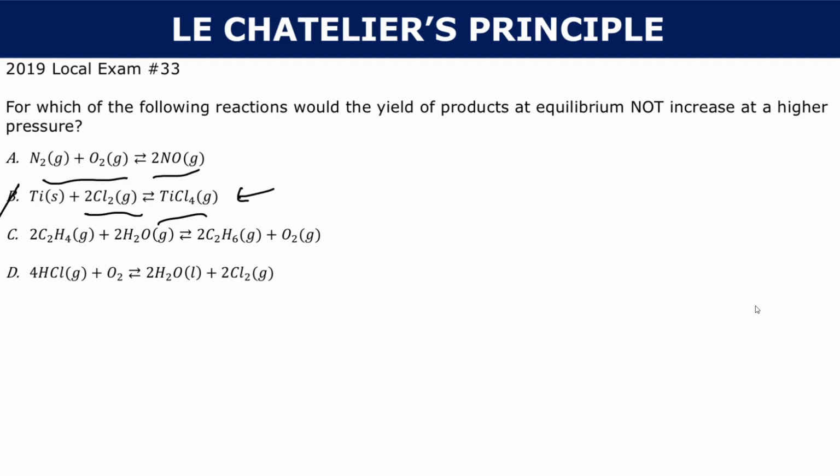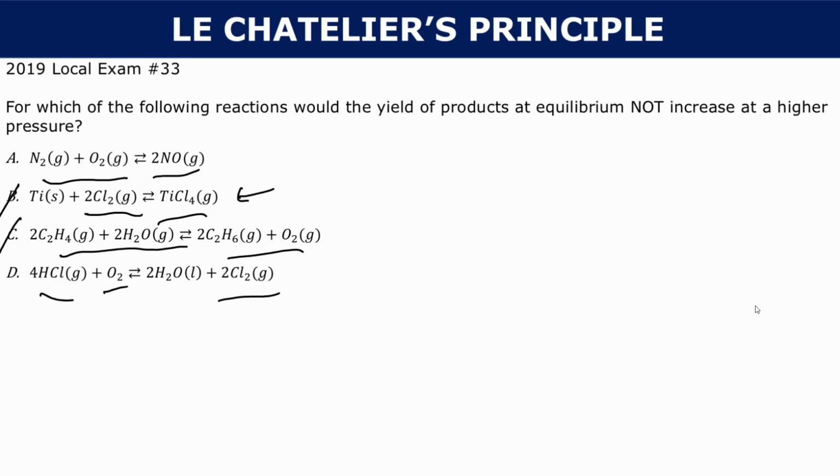Similarly, in C, you have four gaseous particles on the reactant side and three on the product side. So if you wanted to decrease the pressure, you would have more products. You would increase the forward reaction. So C doesn't make sense. And then D, you have four gaseous, and I think this is a gas too, so five gaseous, and then on the product side, you have two gaseous. Again, you have less gaseous on the product side, so you'd increase the concentration of the products if you wanted lower pressure.